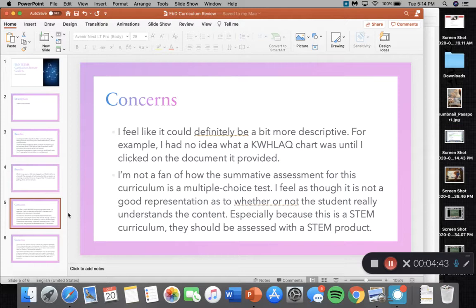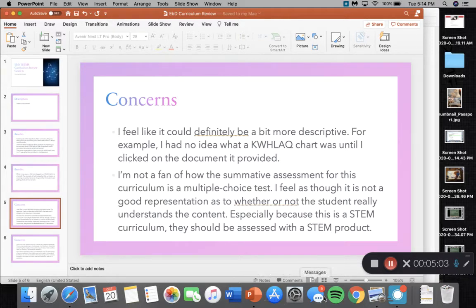Because if I feel as though for a STEM unit, you should be assessed with a STEM product. So the design challenge, I think, would be better so that the students are implementing the design process in their engineering and using the science and the math that they already learned to create this product that could actually have some use.